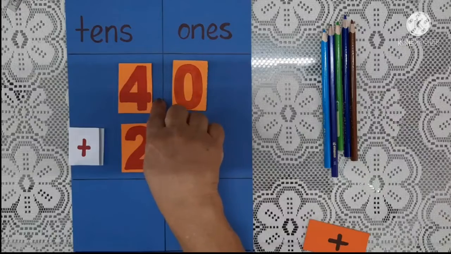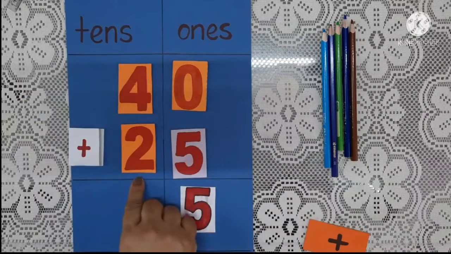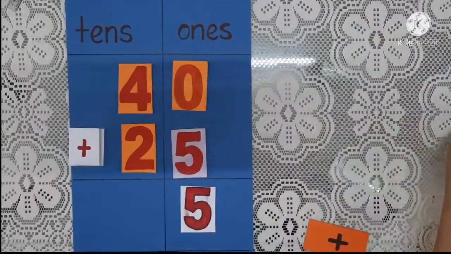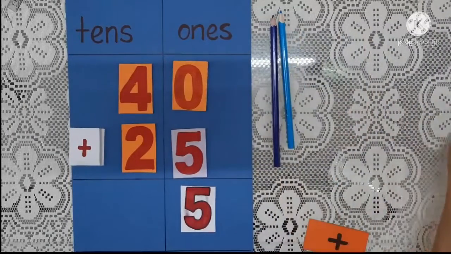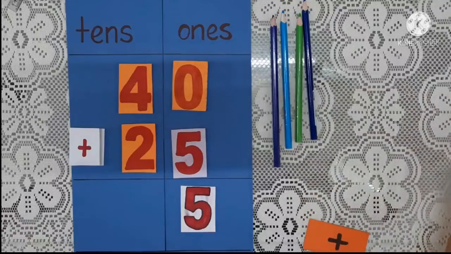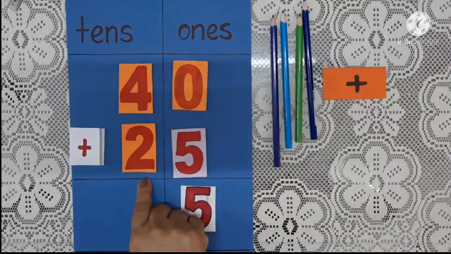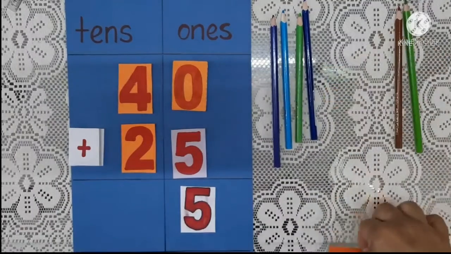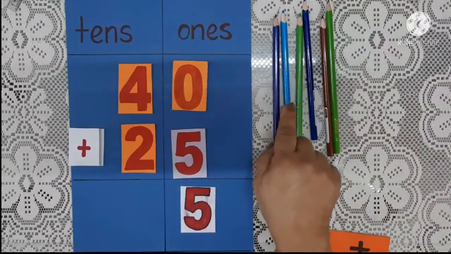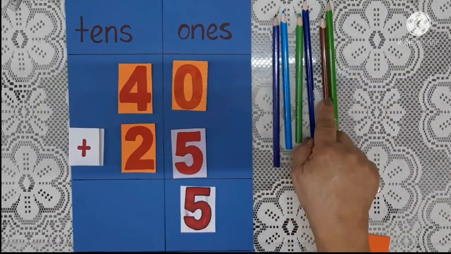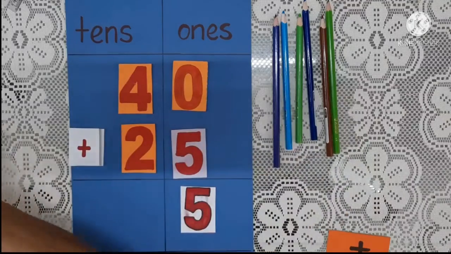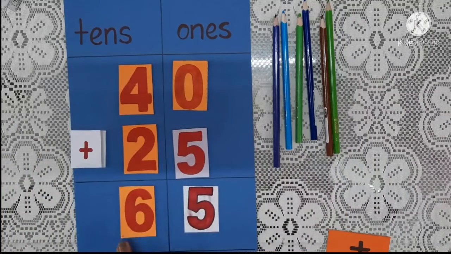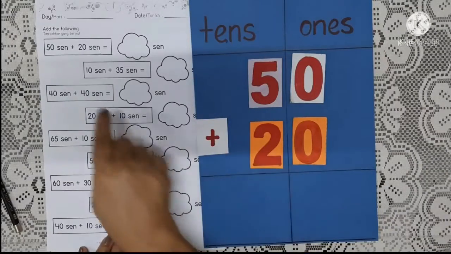Now the next one, the tens. 4 plus 2. Now let's take 4 color pencils. 1, 2, 3, 4. Plus 2. 1, 2. Now let's count the total. 1, 2, 3, 4, 5, 6. So this is 6. So what is the total value? 65. Good, children. Now children, this is the first question.